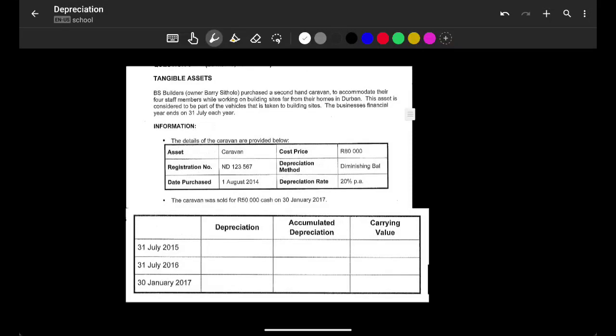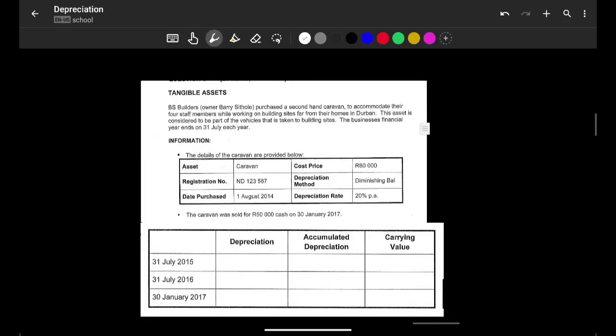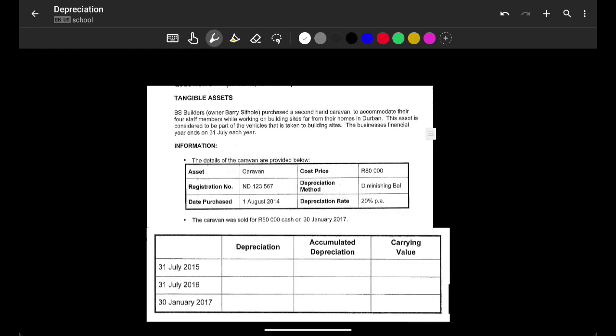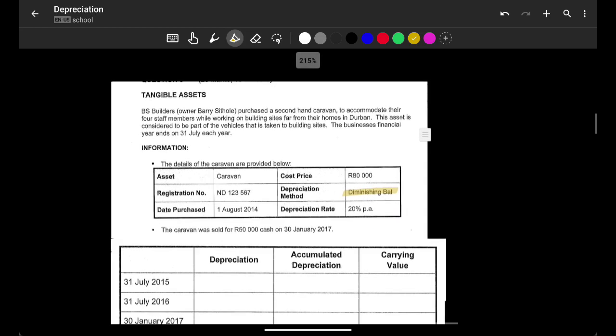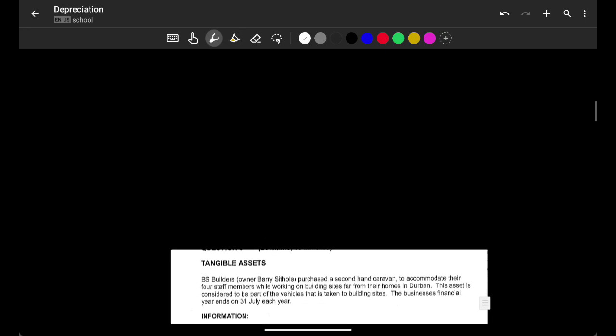Alright, so continuing with the series on how to calculate depreciation, we're now going to look at how to calculate depreciation on the diminishing method. Here they call it diminishing balance, right? In the previous one we looked at how to calculate it at cost, and we know that each time it stays the same. The only difference would be if it's for specific months.